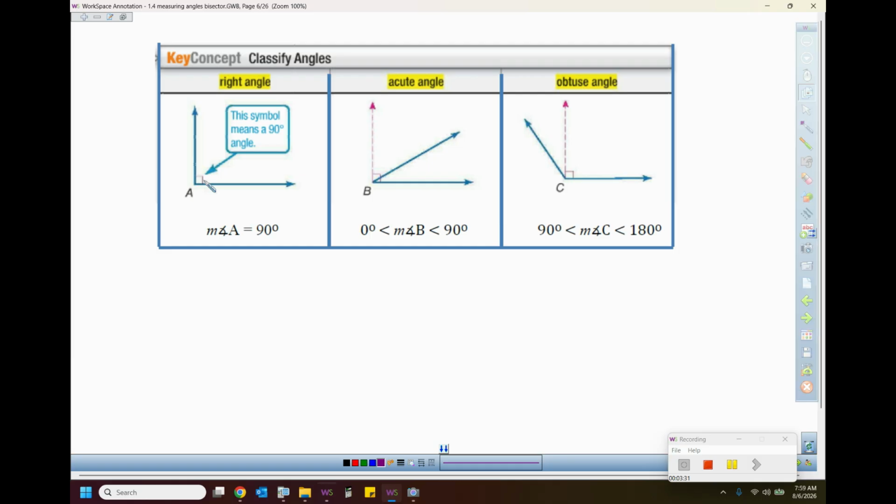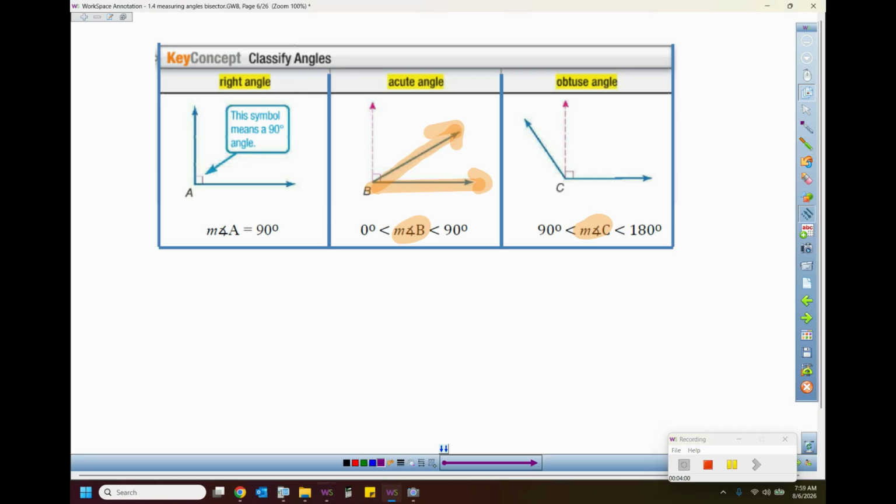Then if an angle happens to measure bigger than 0, but at the same time less than 90, it's called acute. And then if that measure is actually more than 90 but less than 180, then that's going to be an obtuse angle. These are the three angles that most textbooks talk about. I also talk about a zero angle and a straight angle. The straight angle is more important in this course. The straight angle measures 180 degrees.